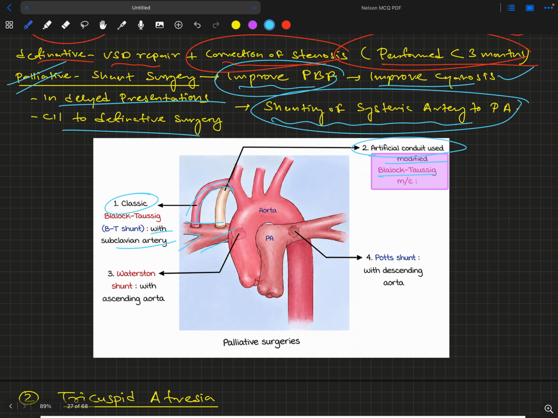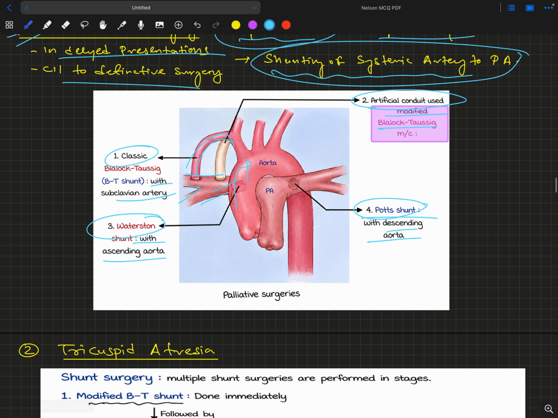And there are another two shunts, one is called the Waterston shunt, another the Potts shunt. In the Waterston shunt, the pulmonary artery is connected with the ascending aorta. In case of the Potts shunt, the pulmonary artery is connected with the descending aorta.